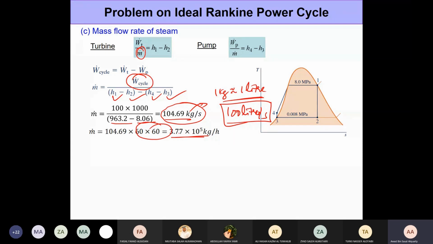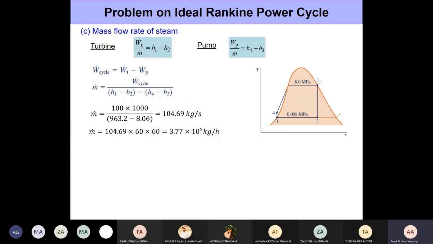So it's 3.77 times 10 to the power 5 liters per hour. You have to pump in a huge amount of water continuously and circulate that to generate 100 megawatt power output in this particular case, for the temperatures given. So here is where this problem mostly ends. You get the mass flow rate, thermal efficiency, and back work ratio, and you have solved most of it.